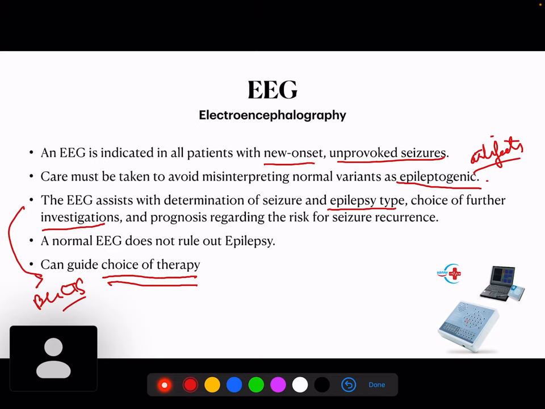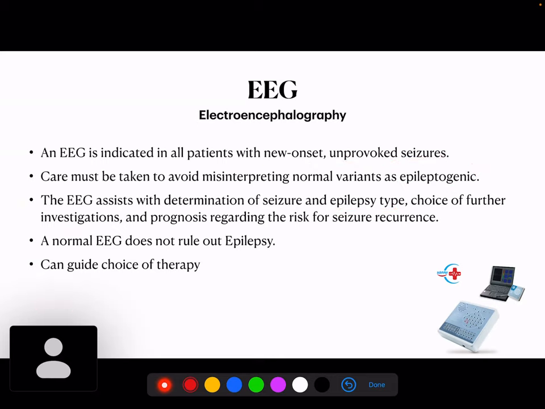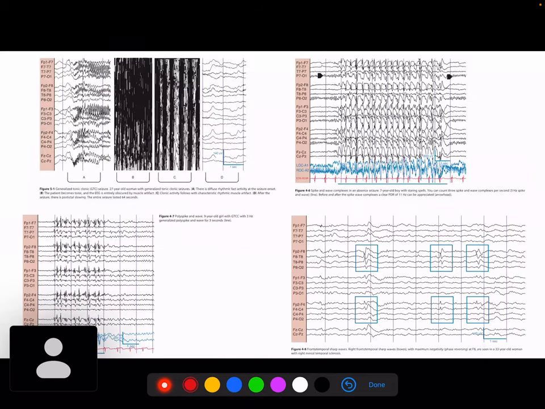You can still have epilepsy even if the EEG comes out to be normal. Even if you take three EEGs in an epileptic patient at different times with provocation, there's still a 10% chance that the EEG can come back normal. But if the EEG comes out positive, then you are confirmed that the patient has obviously an epileptic syndrome or epilepsy. So you can confirm the diagnosis in that case as well.